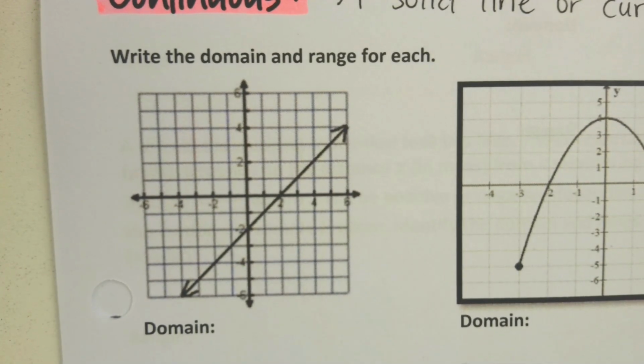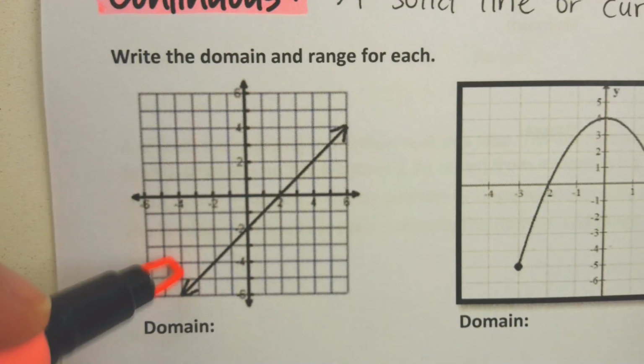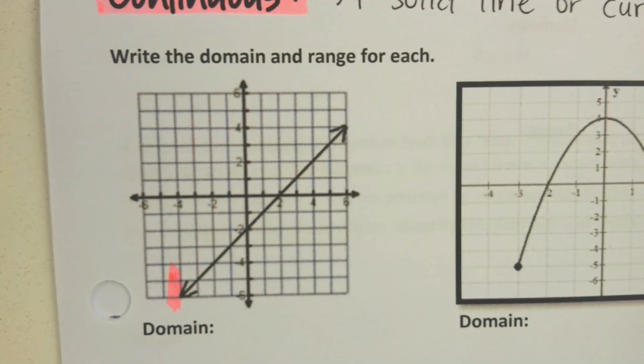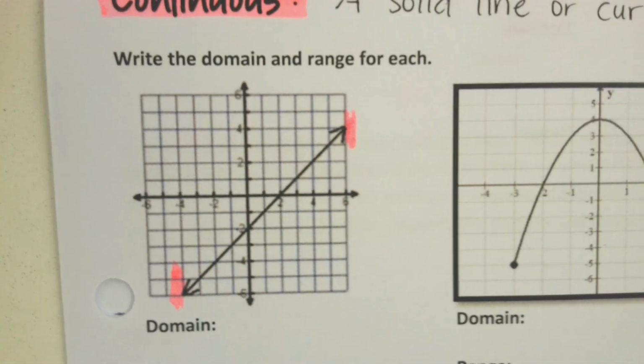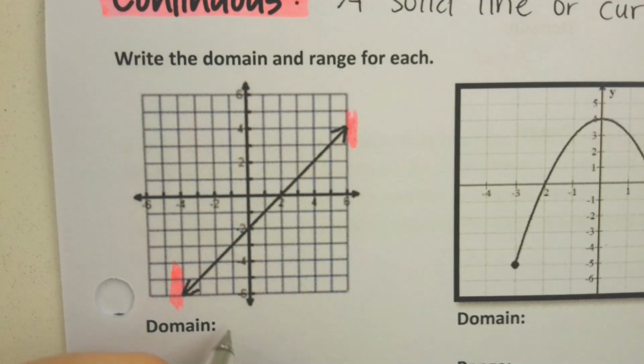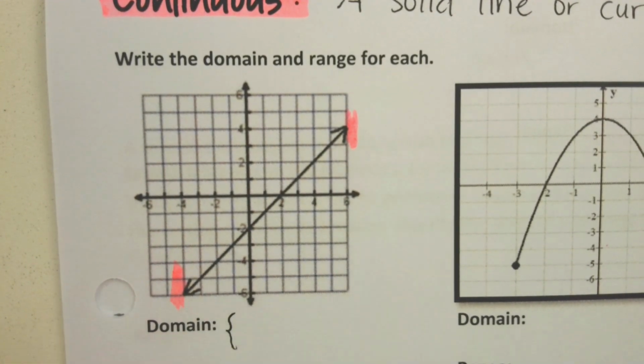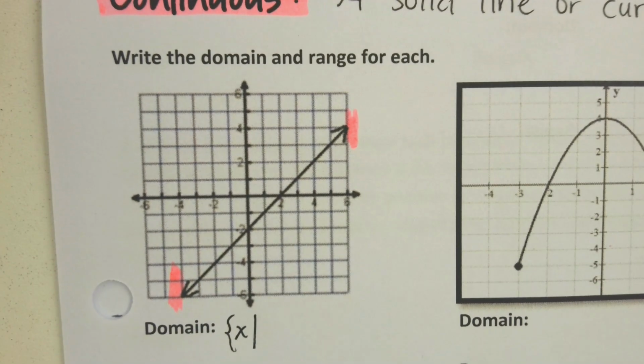Okay, looking at my first graph. This is a continuous graph because it's a solid line, remember? It doesn't necessarily mean it has to go to infinity, it just has to be a solid line. I'm going to look left to right first for my domain. On the left side, I see an arrow going to the left, and I also see an arrow going to the right. So I'm going to start by opening my set builder notation, squiggly bracket, x is in the set of numbers.